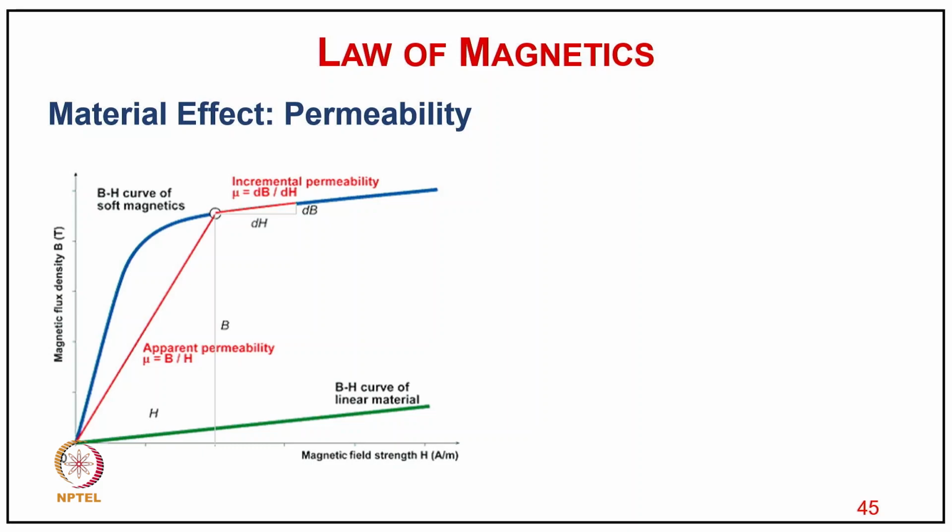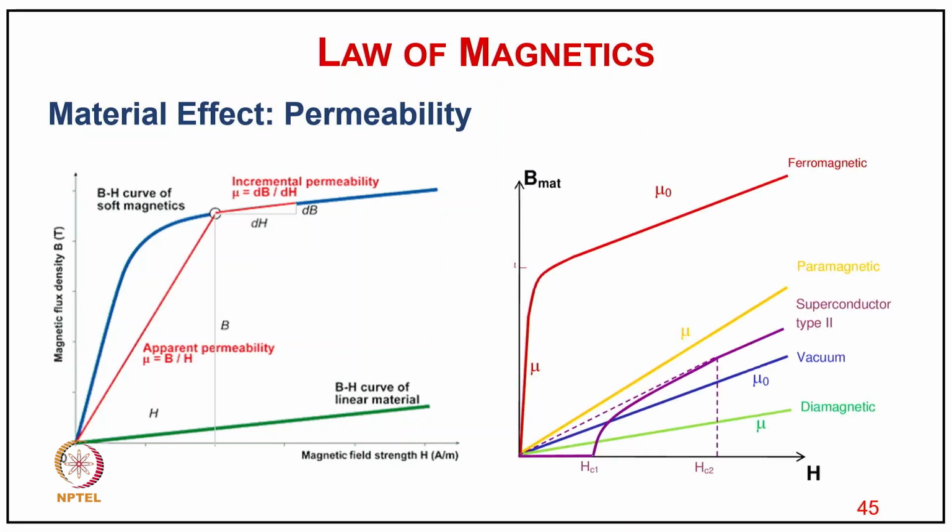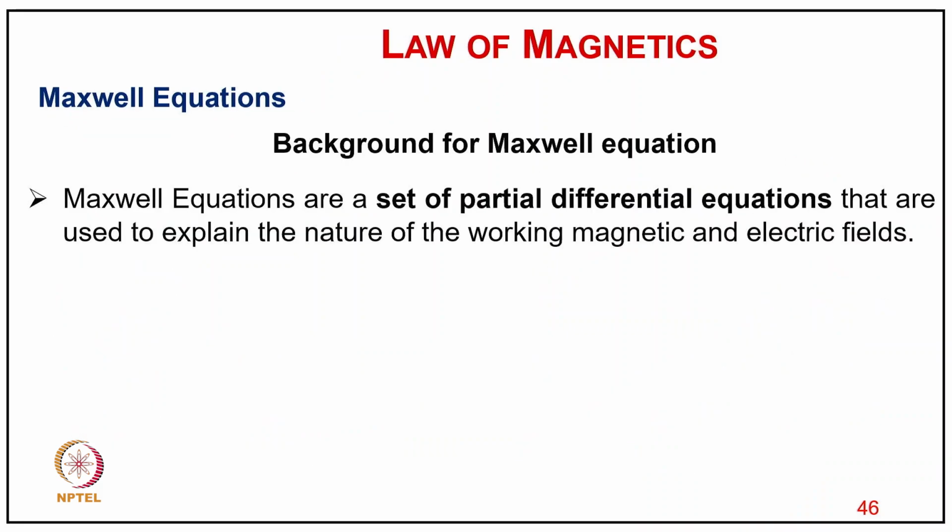So by which, of course, we can really analyze the machines even with some level of saturation, which is normally there. So how we really take care of this saturation into account while designing the machine or otherwise. And of course, you can see this characteristic for different kinds of material. You can see for ferromagnetic material there is a saturation, but if you talk about paramagnetic material, superconductor type material, vacuum and diamagnetic material, of course it does not show any level of saturation.